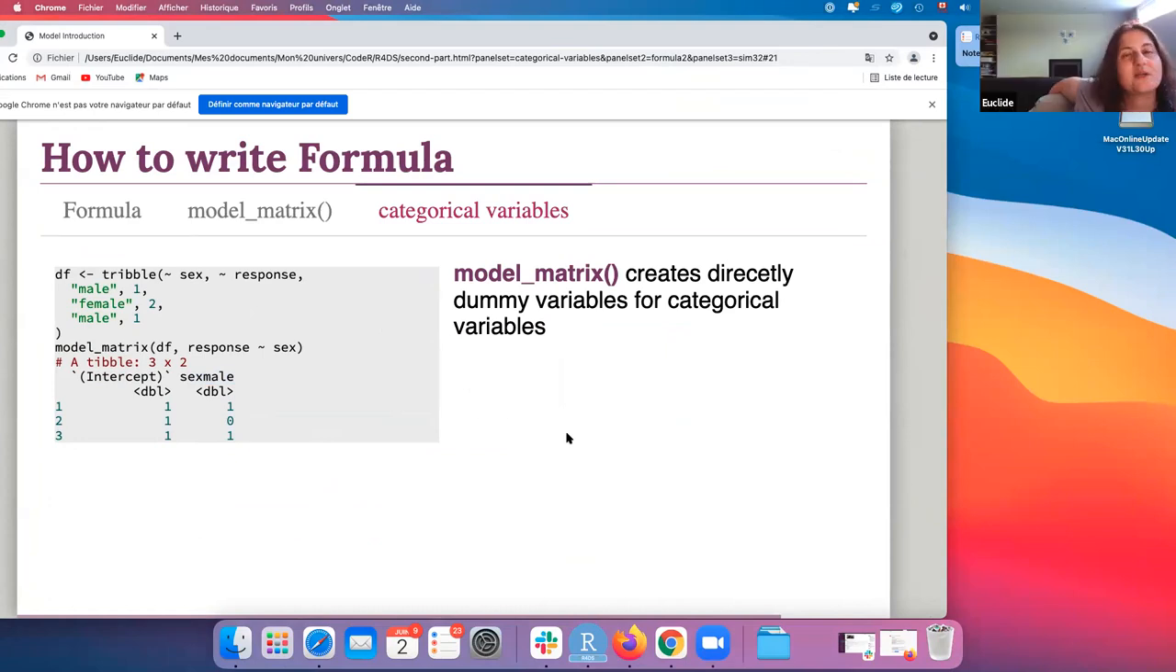But at least what was interesting in model matrix, because first I didn't understand what is the use of this function, but it is really good that at least you will know for sure what is happening in your formula. So you have a way to control it.